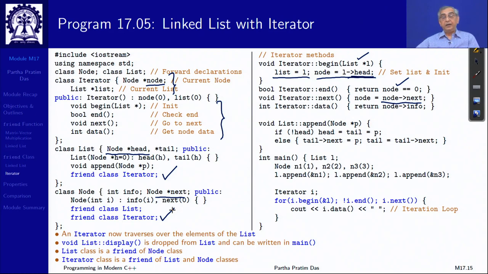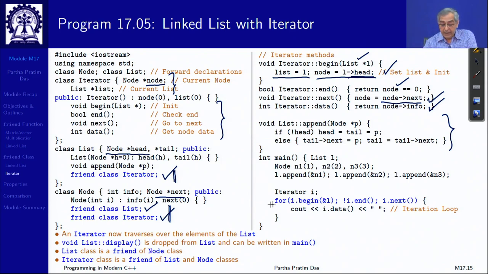So, iterator must be a friend of node. Iterator is a friend of list as well as a friend of node, and friend of node is needed for these two member functions of iterator, and friend of list is needed for this one. Similarly, I have an append function, which I have seen before, which needs that list is a friend of node. So, you can see that list has a friend which is iterator, and node has two friend classes, one is list, another is iterator.